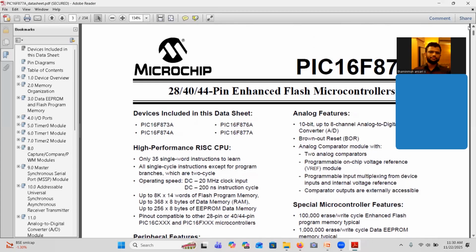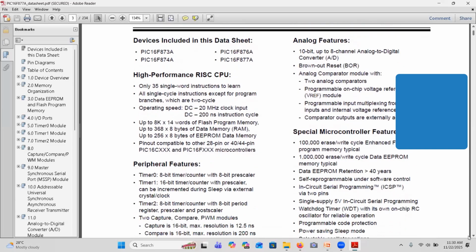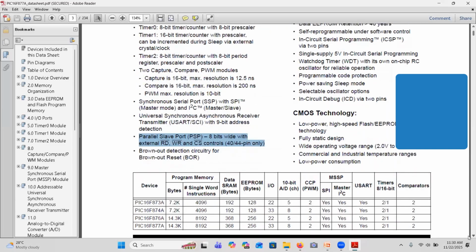And then the analog feature, 10-bit. One question, like for the communication ports, why do we have different ones, each for different applications, sir?